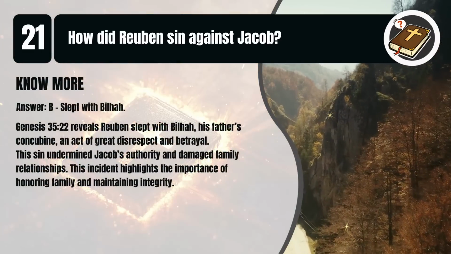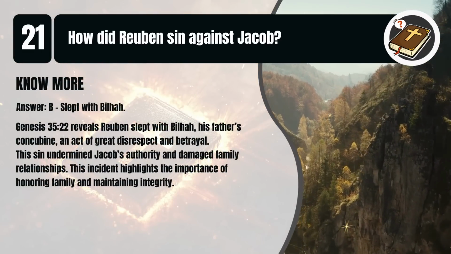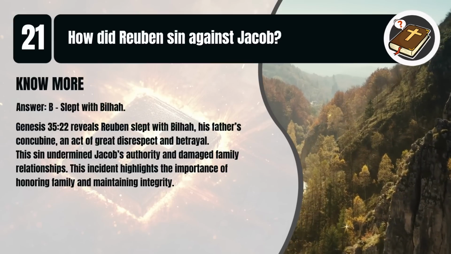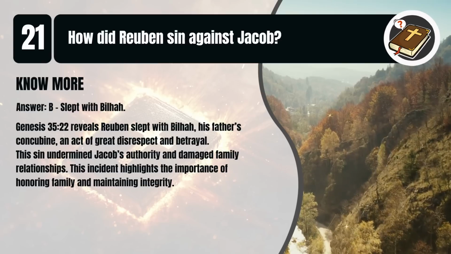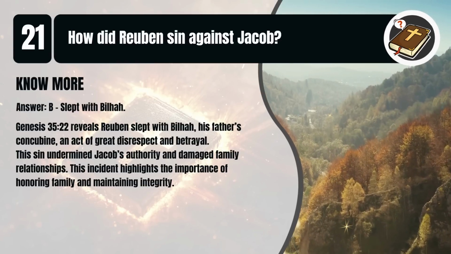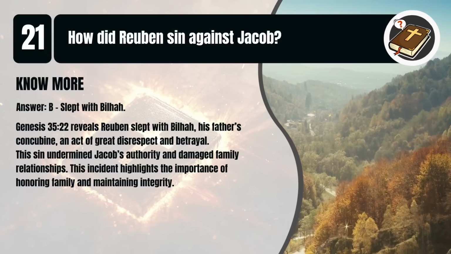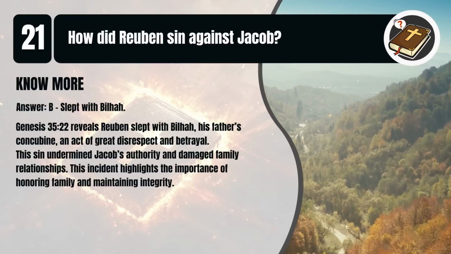That's B. Slept with Bilhah. Genesis chapter 35 verse 22 reveals Reuben slept with Bilhah, his father's concubine, an act of great disrespect and betrayal. This sin undermined Jacob's authority and damaged family relationships. This incident highlights the importance of honoring family and maintaining integrity.